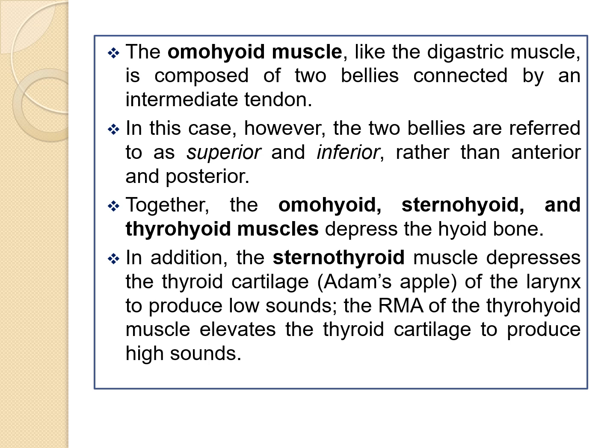Sternothyroid muscle depresses the thyroid cartilage, which is nothing but Adam's apple of the larynx. Remember SD or DS in whatever way. And the reverse muscle action of the thyrohyoid muscle: thyrohyoid muscle elevates the thyroid cartilage to produce high sounds.